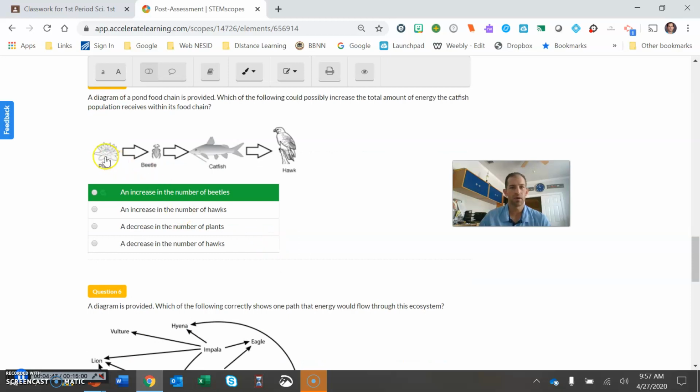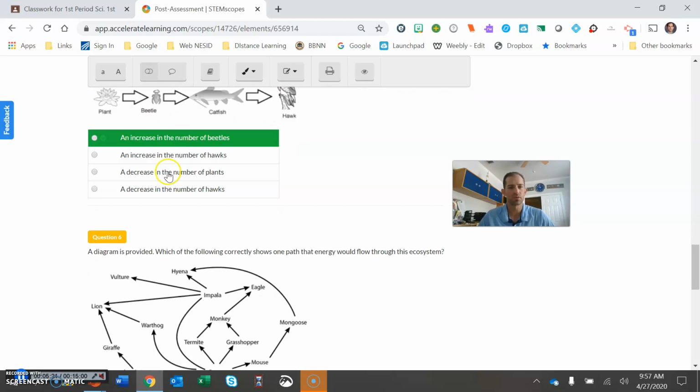Here they ask us about a food chain that involves a plant, a beetle, a catfish, and a hawk. The arrows are showing where the energy goes. That's depicting the picture, and then we ask which of the following could possibly increase the total amount of energy the catfish population receives. Well, the catfish is getting its energy from the beetle. Energy from the beetle is going to the catfish, so we need to do something to increase beetles, and that is, in fact, one of the choices. You might have thought, we'll need more plants to support more beetles. Good, you're thinking a couple of steps ahead, but what we really want is something about the beetles.